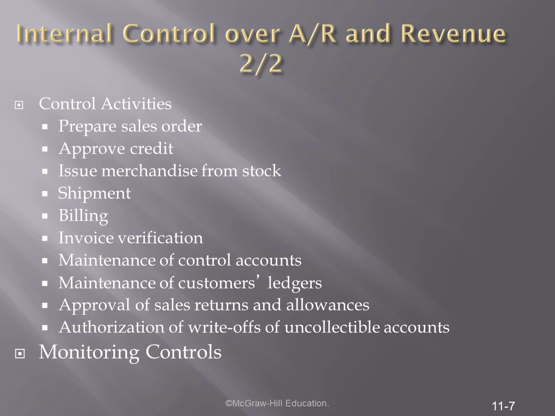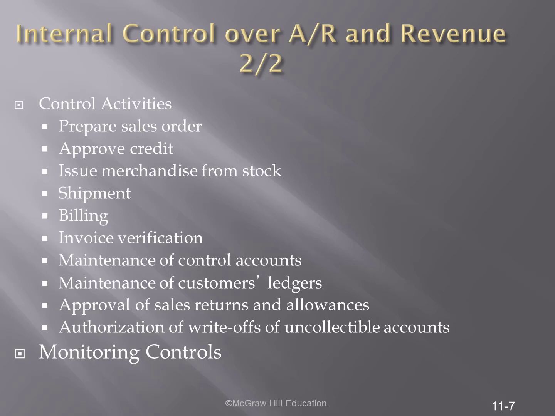There needs to be controls specifically related to the preparation of a sales order. This includes the approving of credit. The sales department should not be responsible for entering or changing the customer information, nor responsible for approving credit. The issuing of merchandise from stock needs to be controlled and separated from the sales department, as well as shipping, billing, and invoice verification. If there are questions coming from customers related to these invoices, they should go to someone other than the person that is sending the invoices.